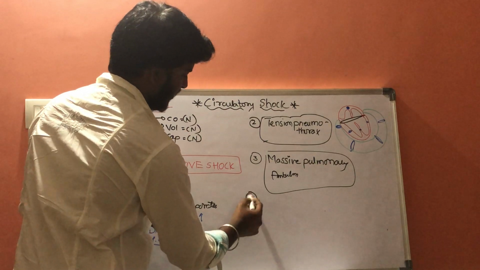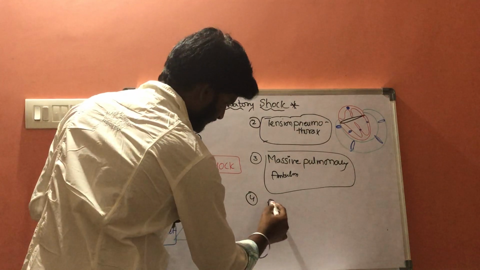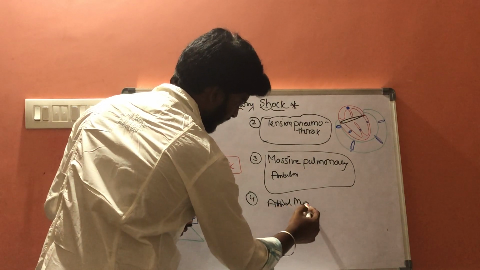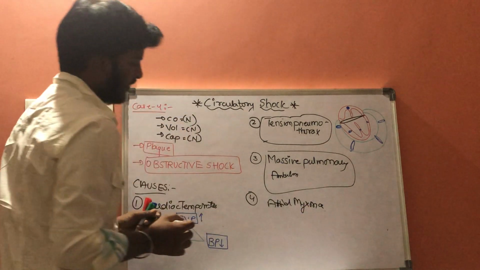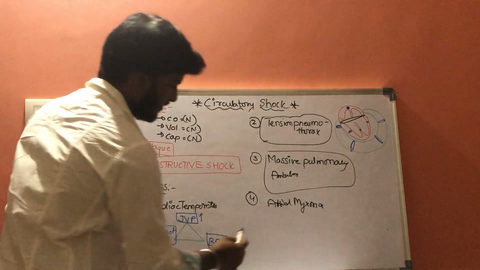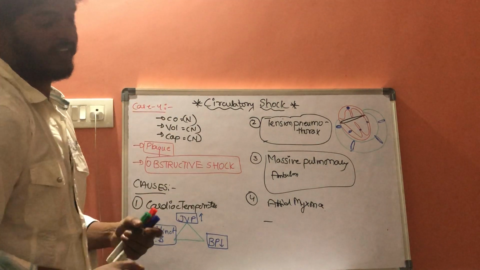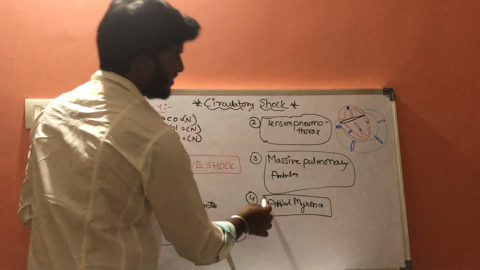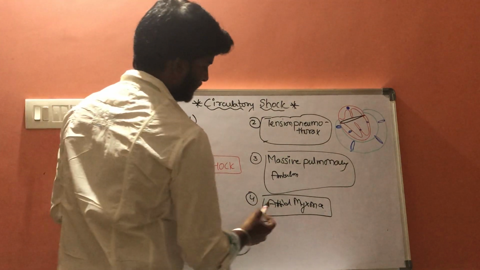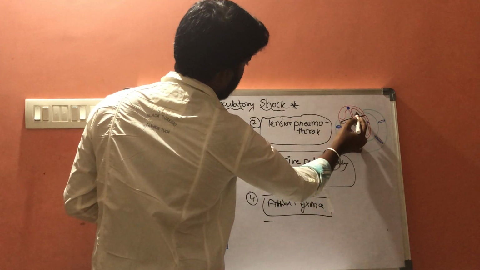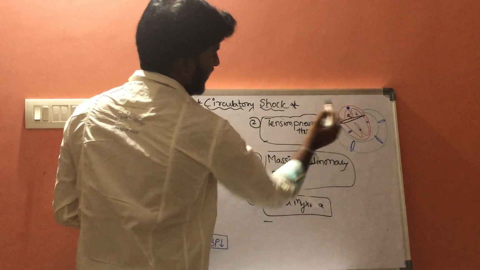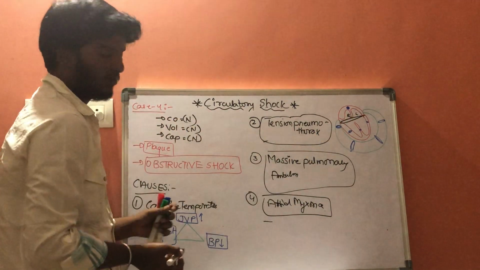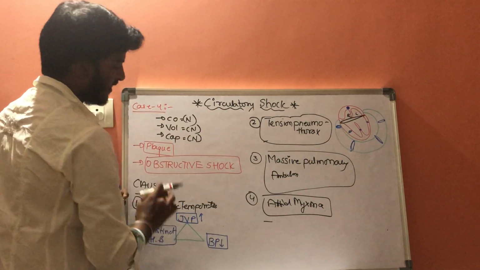And the fourth one is atrial myxoma. What is atrial myxoma? It is obstruction in the left atria. This is the left atria and this is the right atria. If there is any accumulation or obstruction in the left atria, it results in atrial myxoma. It results in obstructive shock.